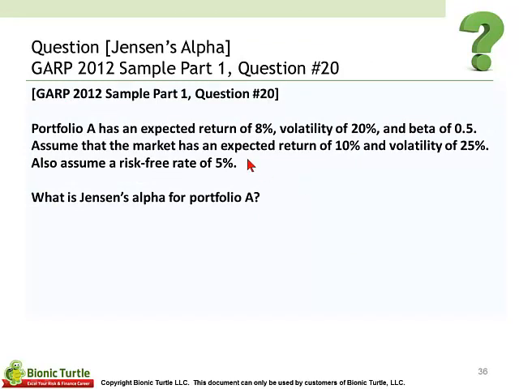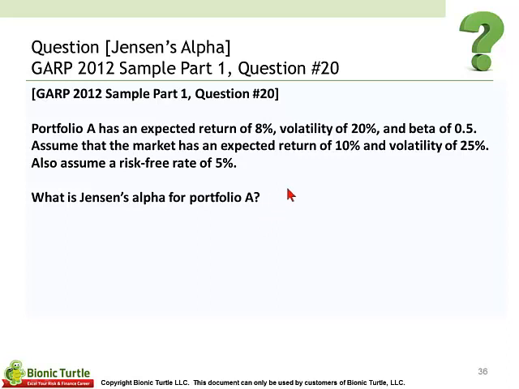Portfolio A has an expected return of 8%, volatility 20%, and beta of 0.5. Assume that the market has an expected return of 10%, a volatility of 25%, and also assume a risk-free rate of 5%. What is the Jensen's alpha for the portfolio? Go ahead and hit pause.